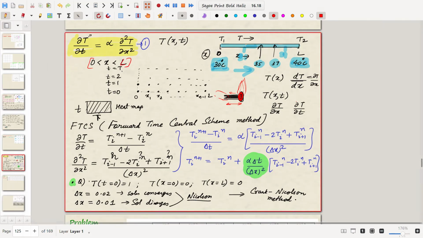What is your length? L. Now I hope you can understand why these parameters are being considered in this case. So what is the length of this metal? This is my domain.